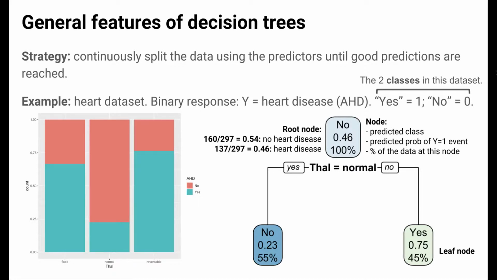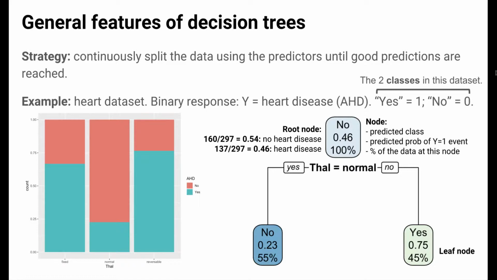The topmost node, also called the root node, summarizes the data before any splitting, which is why 100% of the data are present at this node. The predicted class is no heart disease because the majority of the cases, 160 out of 297, don't have heart disease. Following the split to the left, 55% of the cases have a normal value on the thallium stress test, which is why the leftmost leaf has 55%. Correspondingly, the right leaf has 45% of the data.